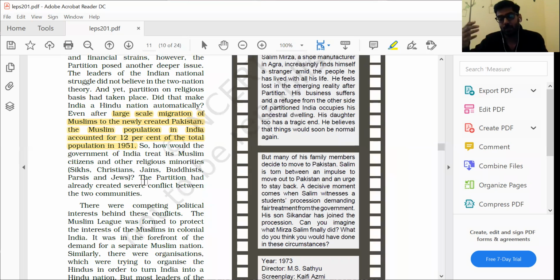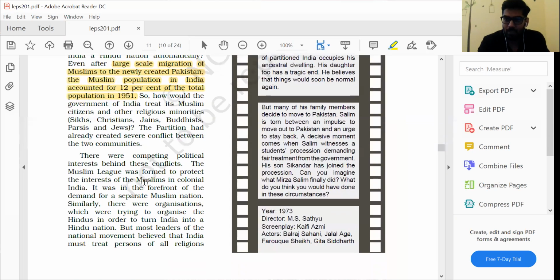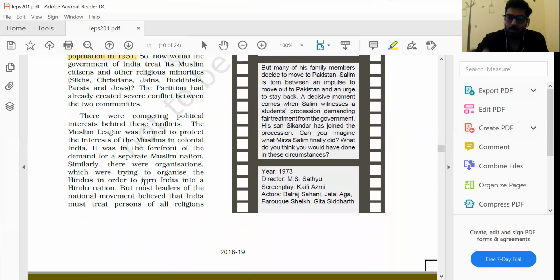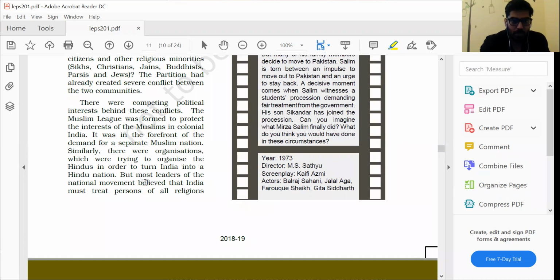into a Hindu state, an answer to the Muslim country Pakistan. But that did not happen, and India became more accommodative, more pluralistic and more democratic in its approach. So the Muslim League was formed to protect the interest of Muslims in colonial India. If you read history, you will know this. The Muslim League was in the forefront of the demand for a separate Muslim country.